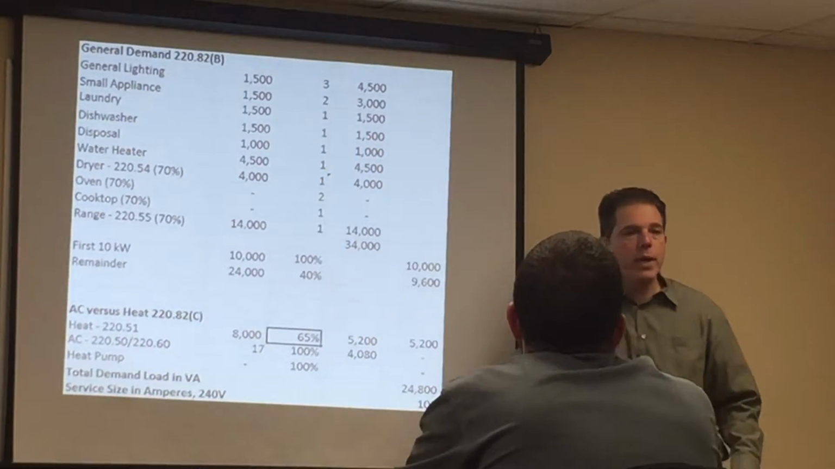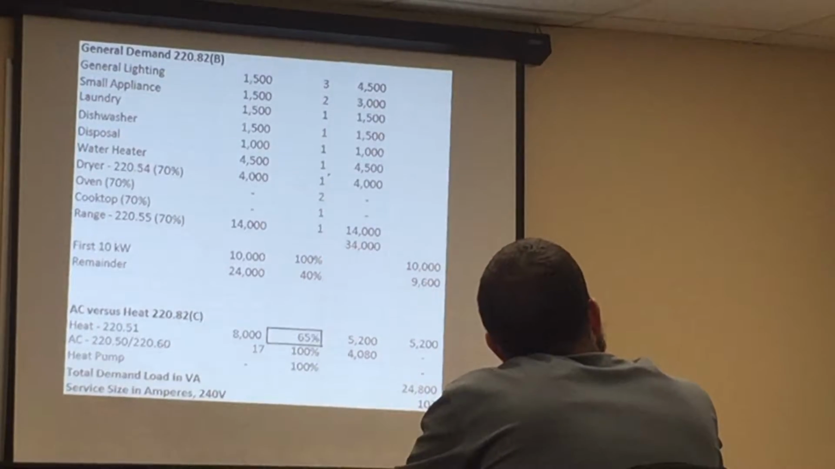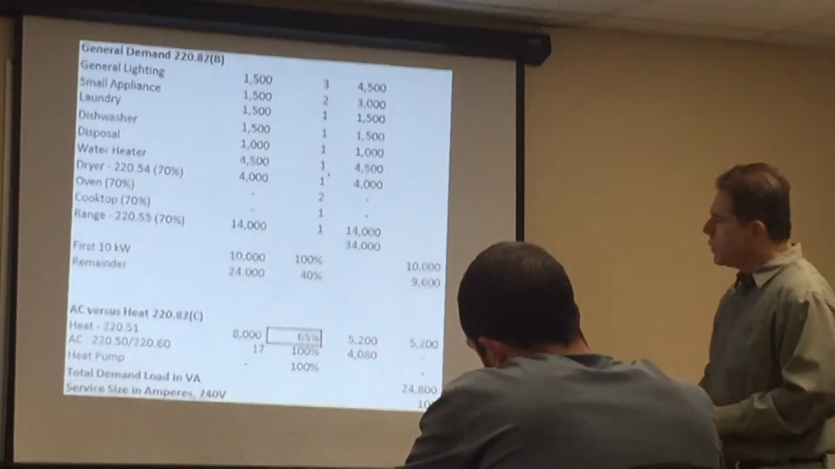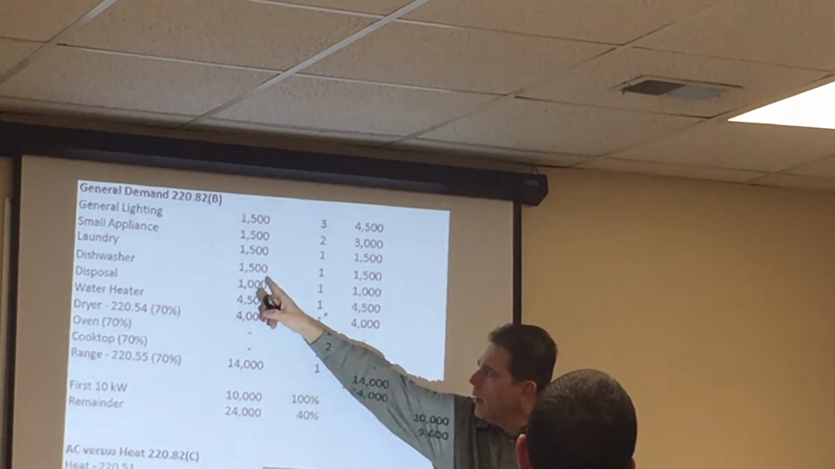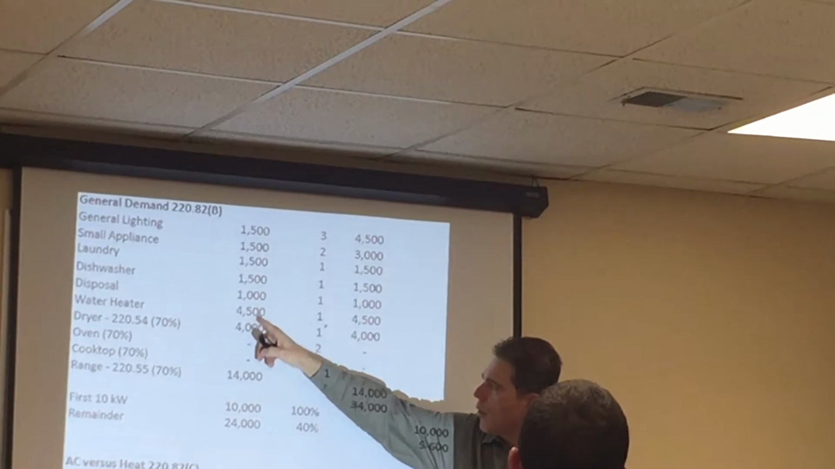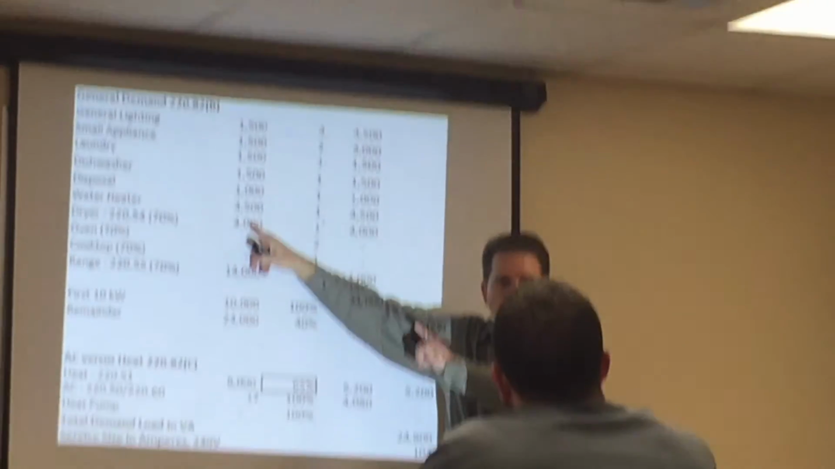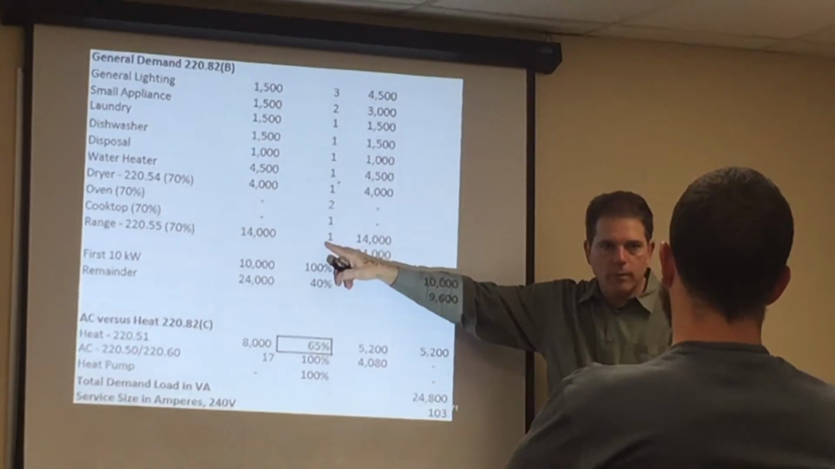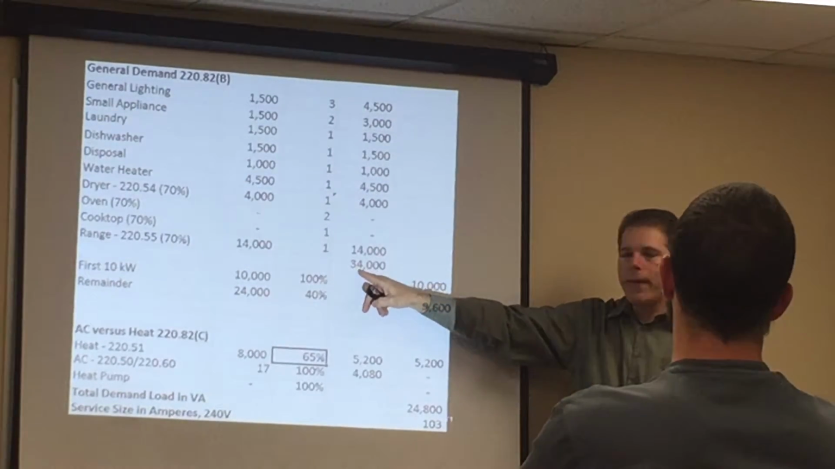And then it says in B3, the nameplate rating. Everything else, except for the heating and air conditioning, we're going to use the nameplate rating. And guess what? The question is going to have to tell you that, isn't it? The question will tell you every piece of equipment and their nameplate rating, and then you're going to start putting them in there. Dishwasher, 1,500. Disposal, water heater, dryer. Remember, there's no 5 kW minimum here. This is the nameplate rating. Oven, cooktop, range, nameplate rating. Okay? So we're going to add all these up, and it comes to 34,000.